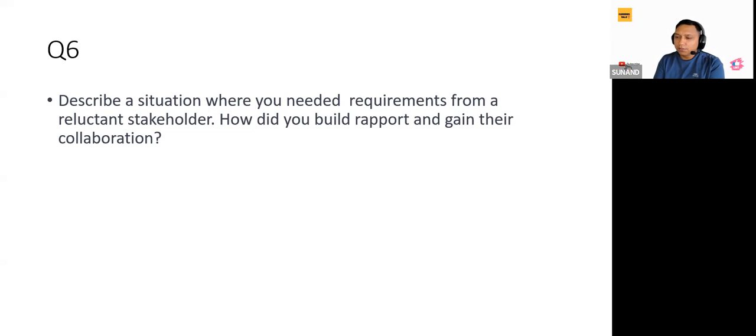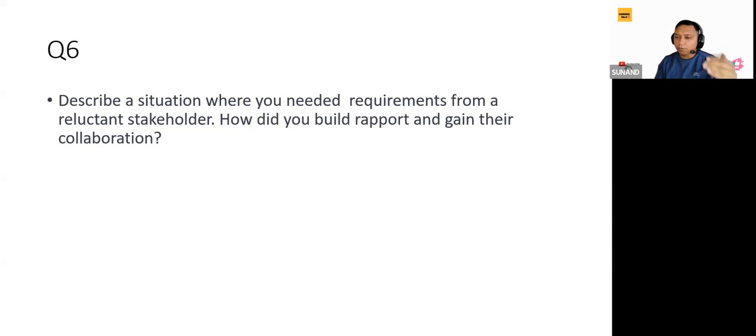So let me give you one particular instance that comes to my mind. I was working on a project for a large insurance company, which was implementing a new claim processing system. The reluctant stakeholder in this case was the head of the claims, who had concerns about the project's impact on the existing claim workflow and the job security of his team. He was initially resistant to provide the necessary requirements, fearing that the automation might reduce the need for manual claim processing and affect his department size. So that's the situation.